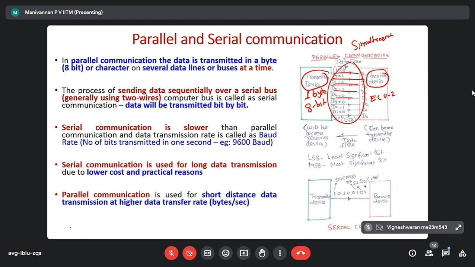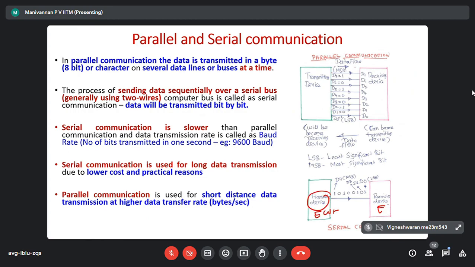Now, instead of that, I can do the same thing with transmit device ECU1 and ECU2, using only 1 wire. The same data I want to transmit, but how I transmit it is bit after bit. The LSB is transmitted first. Give some time, then transmit the next bit, D1, then the next bit, D3, then the last bit, D7. That means I am transferring 8 bits from ECU1 to ECU2 using only 1 wire.